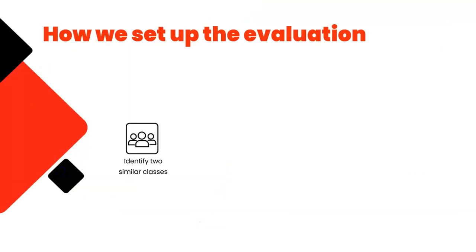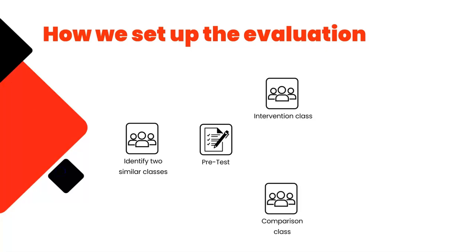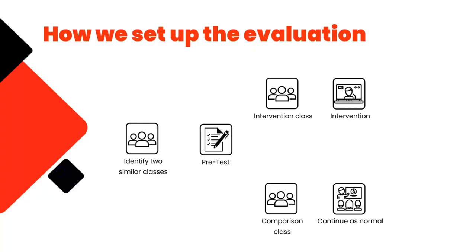How we help you set up the evaluation. The first thing we do is ask you to identify two similar ability classes in Year 7. You then complete the pre-assessment task with both classes and input the score onto the What Worked Teachers platform. The platform will then randomly allocate one class to the intervention, one to the comparison. During the topic, the intervention class will implement the routine, the comparison class will continue as normal.